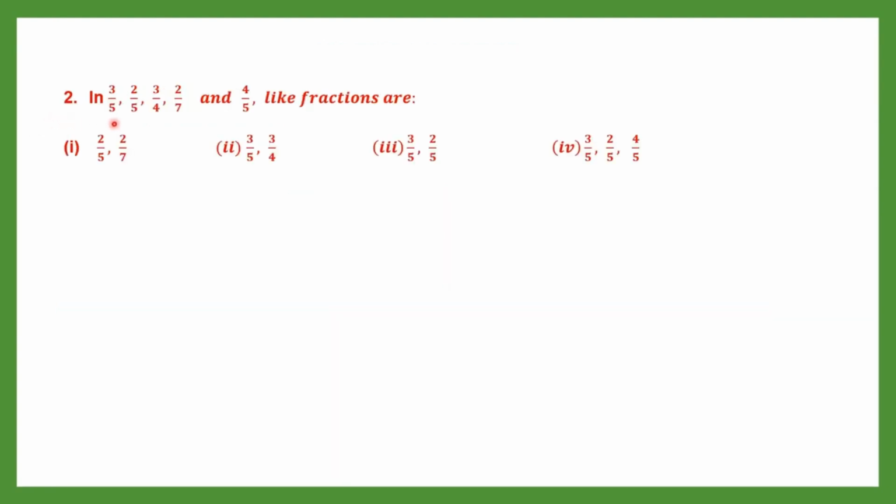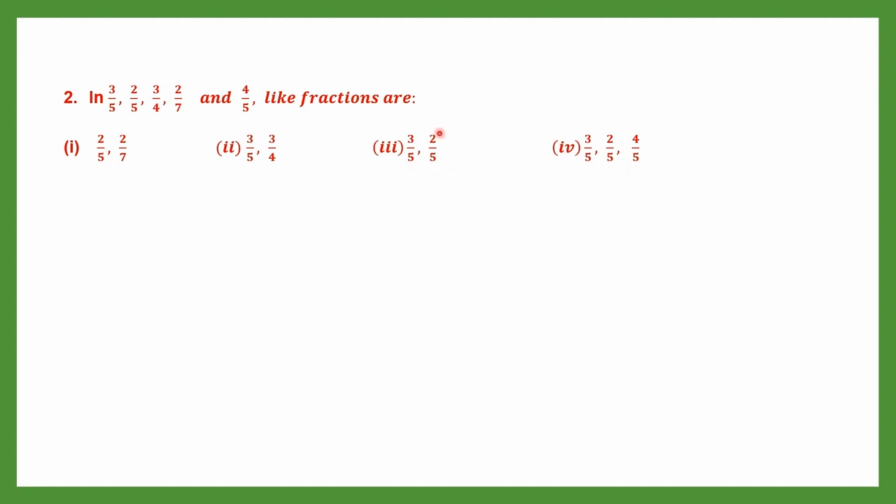Question 2. In 3/5, 2/5, 3/4, 2/7 and 4/5, like fractions are which of these? Now what are like fractions? Like fractions are fractions having the same denominator. So let's look and see. Here we have 5 and 7, denominators are different. Here we have 5 and 4, again denominators are different. Here we have 5 and 5. And here also we have all 5 as the denominators.